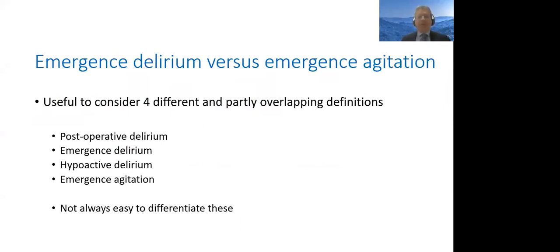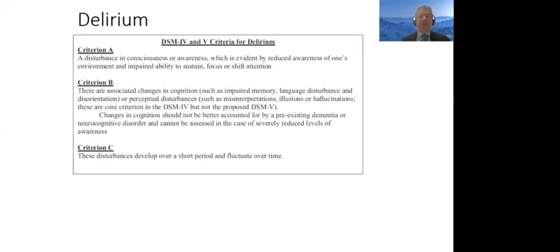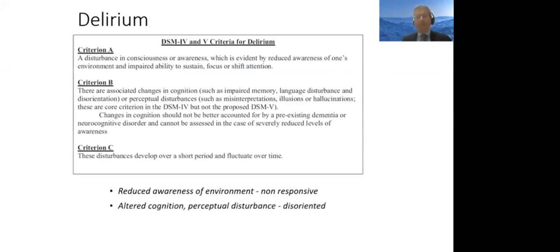Emergence delirium needs to be differentiated from emergence agitation. It's useful to consider 4 different and partly overlapping definitions or concepts: postoperative delirium, emergence delirium, hypoactive delirium, and emergence agitation. Note that it's not always easy to differentiate these. Delirium is classified under the DSM-4/5 criteria as having reduced awareness of the environment, being non-responsive, and having altered cognition or perceptual disturbances, being disoriented.